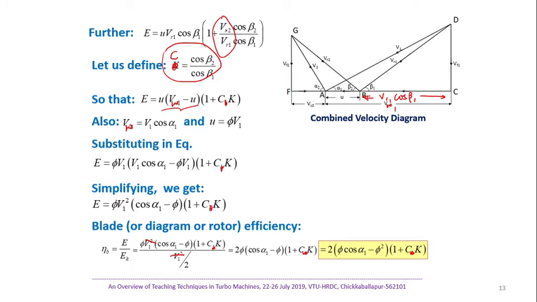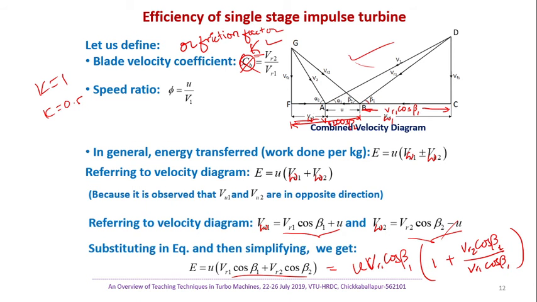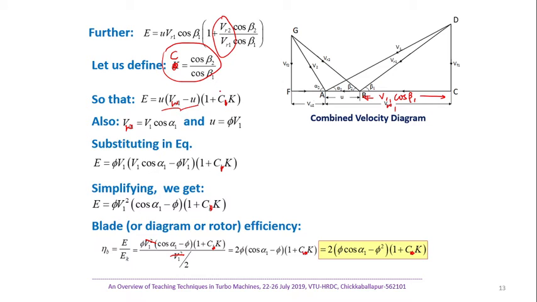So we know that VR2 by VR1 is K, so I am substituting K here, and let cos beta 2 by cos beta 1 be C. So I am replacing that C also here. So that becomes what now? VR1 cos beta 1 can be replaced by what? VR1 cos beta 1 is VW1 minus U, which I am replacing here. So VW1 is V1 cos alpha 1 and U is phi V1. So V1 cos alpha 1 minus phi V1, substituted here. So phi V1 square, cos alpha 1 minus phi, times (1 plus Kc).